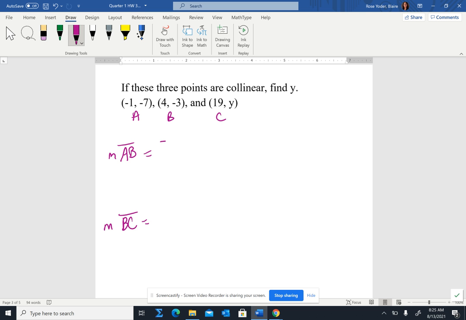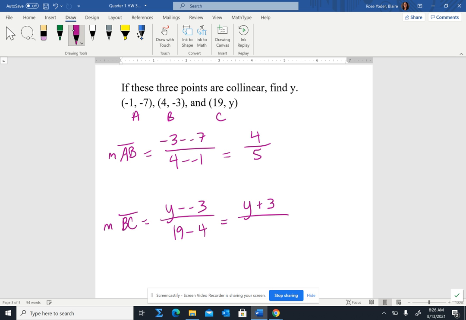So the slope of AB is -3 minus -7 over 4 minus -1. Be really careful with your negatives here. Use a calculator if you want to do the arithmetic. -3 minus -7 is 4. 4 minus -1 is 5. So the slope of AB is 4/5. What's the slope of BC? Well, this is kind of weird because the y coordinate is y. So y minus -3 over 19 minus 4. So y minus negative 3, that's the same as y plus 3. And then 19 minus 4 is 15.